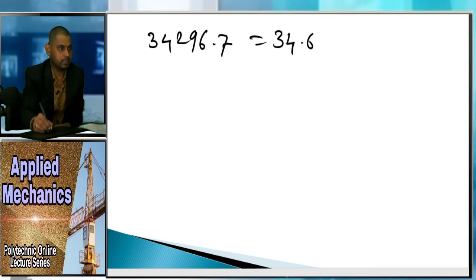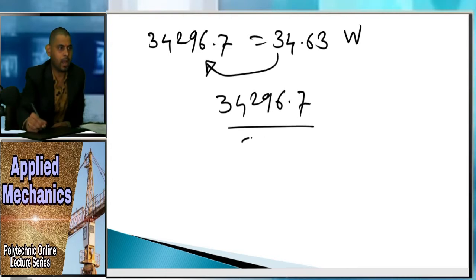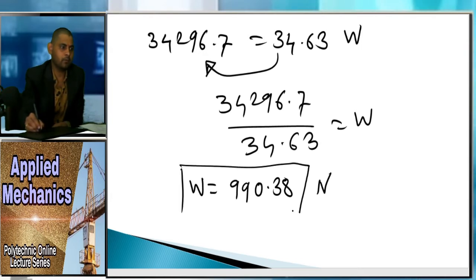34296.7 is equal to 34.63 W. Right, now this value goes to the left side, so it will go in the denominator and this goes in the numerator. So 34296.7 divided by 34.63 is equal to W. So here you will get the answer for W, that is nothing but 99.38 Newton. So this is the weight.